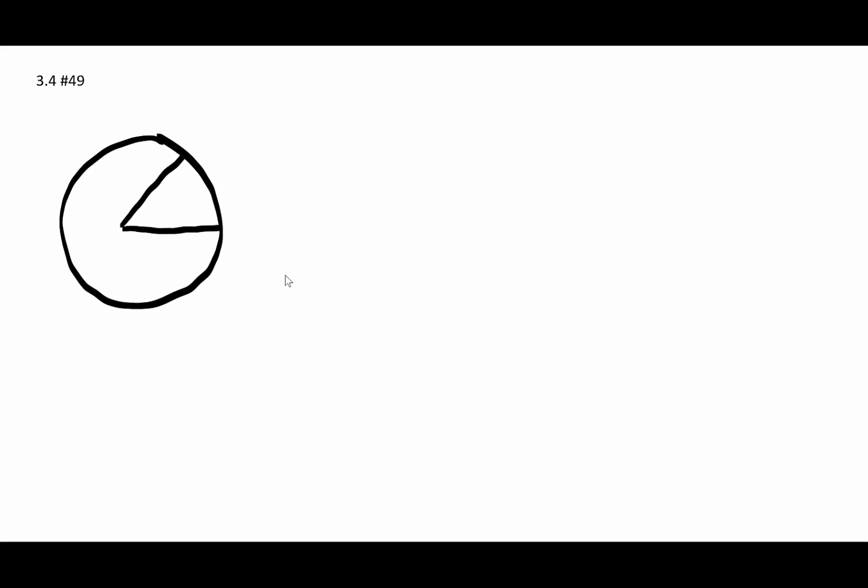Alright. Jumping to the next problem here, this is 3.4, number 49. It talks about finding the radius given that you have an angle measurement of 30 degrees and the area inside there is pi over 3. So this is going to be an area of a sector problem. The units here are centimeters squared. And we are trying to find the radius this time, so we're kind of working our way backwards a little bit here.